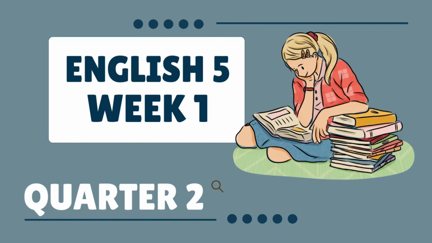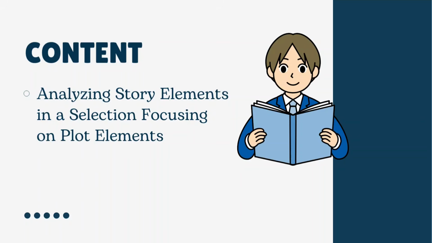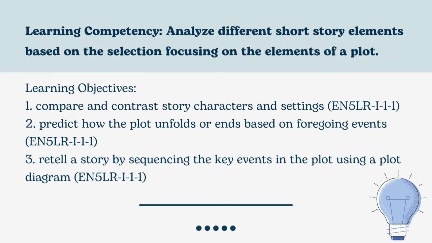English, Grade 5, Week 1, Quarter 2. Our content is analyzing story elements in a selection focusing on plot elements. Learning objectives are: number 1, compare and contrast story characters and settings. Number 2, predict how the plot unfolds or ends based on foregoing events. Number 3, retell a story by sequencing the key events in the plot using a plot diagram.